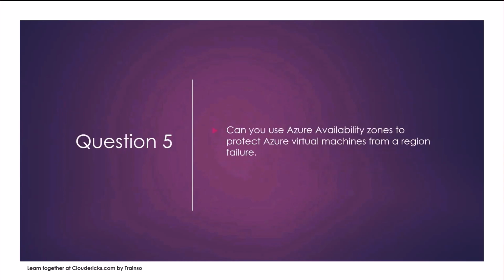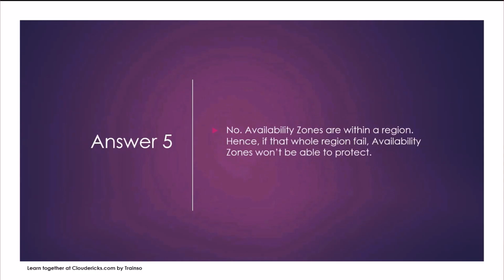Question 5. Can you use Azure availability zones to protect Azure virtual machines from a regional failure? Answer is no. Availability zones are within a region. Hence, if that whole region fails, availability zones won't be able to protect anything. Always remember the hierarchy. Geographies contain regions, regions contain availability zones, and availability zones contain data centers.